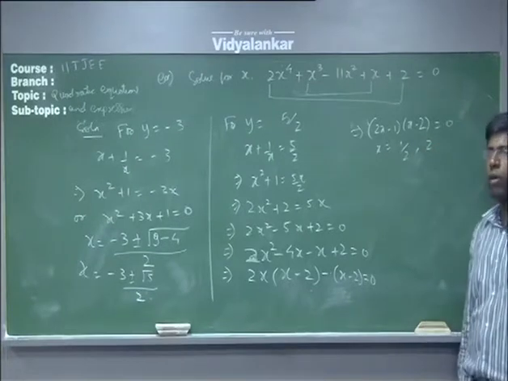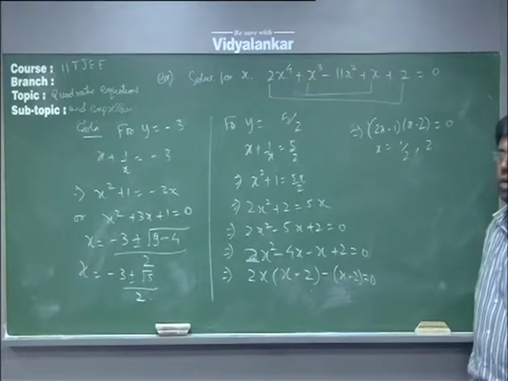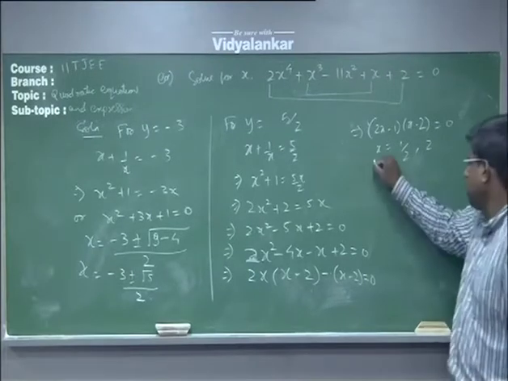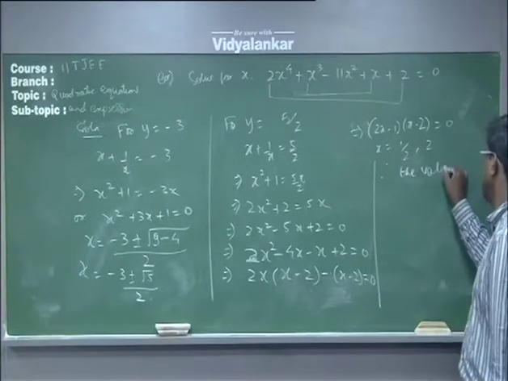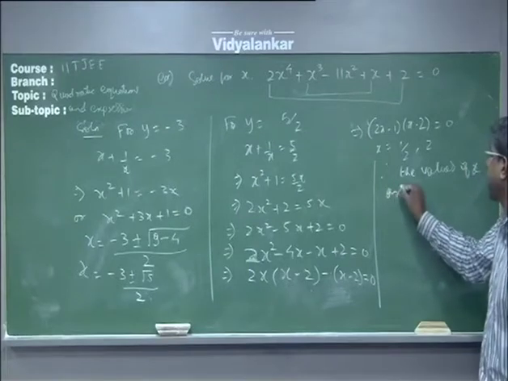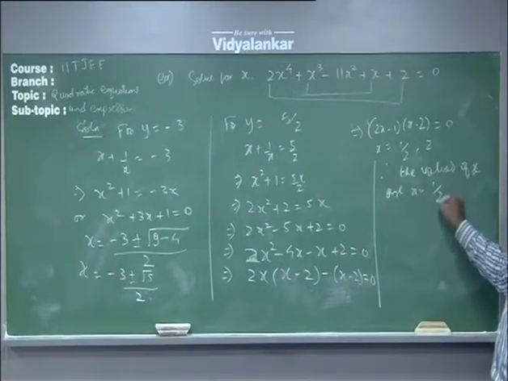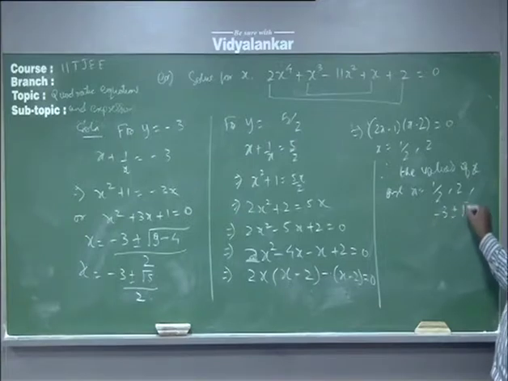So we have x is equal to 1 by 2 and 2 as the solution for the case y is equal to 5 by 2. Therefore, the values of x are x is equal to 1 by 2, x is equal to 2, and x is equal to minus 3 plus minus root 5 divided by 2.